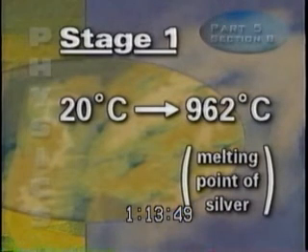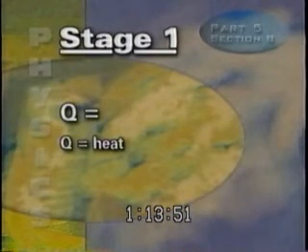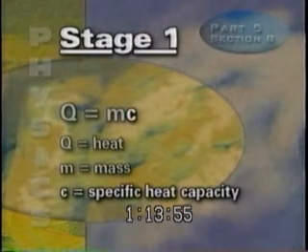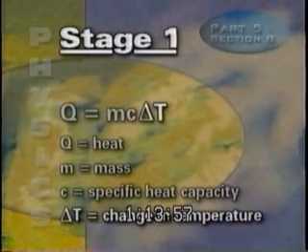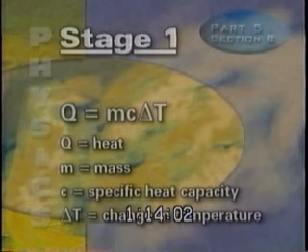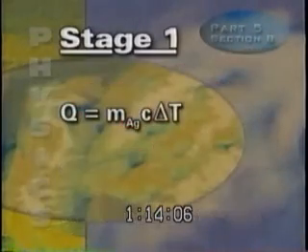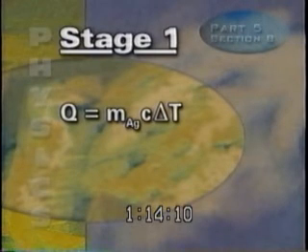To do this, we use the equation heat, Q, equals the mass of silver, m, times its specific heat capacity, c, times the change in temperature, delta T. We use this equation because stage 1 is where there is only solid silver, with no phase change occurring. So we have that Q equals m c delta T. And guess what? We have all the information we need to fill in the equation.